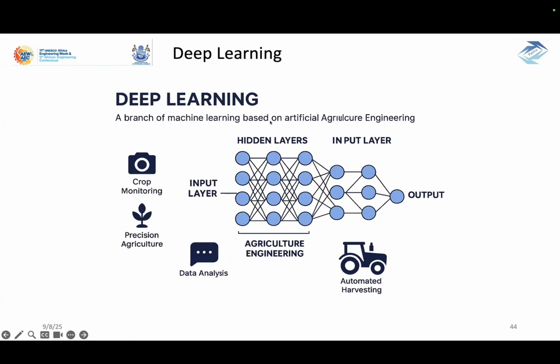We can use it especially with crops. So you have a crop monitoring system, precision agriculture, data analytics, then you push them through all these layers. So these are the hidden layers. This is the part where agricultural engineering comes in. This is a hidden layer, okay? And then after that, it gives you the output. You have the input layer, the hidden layer, and then it gives you the output. These days, people are using it for automated harvesting, but the big companies are the ones that are doing that, especially John Deere. So it's very, very powerful, but it costs a lot of money because it takes a lot of computational power.